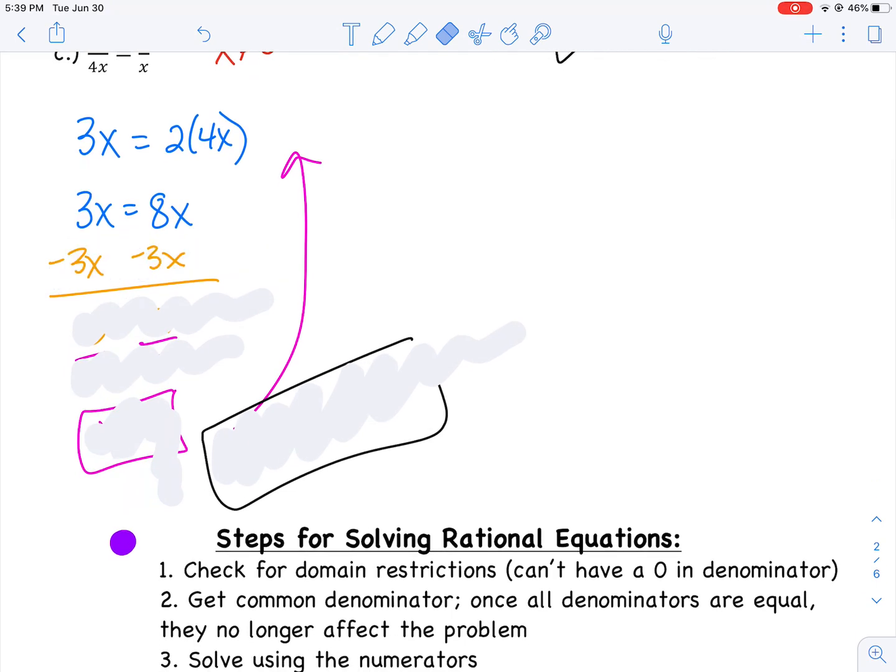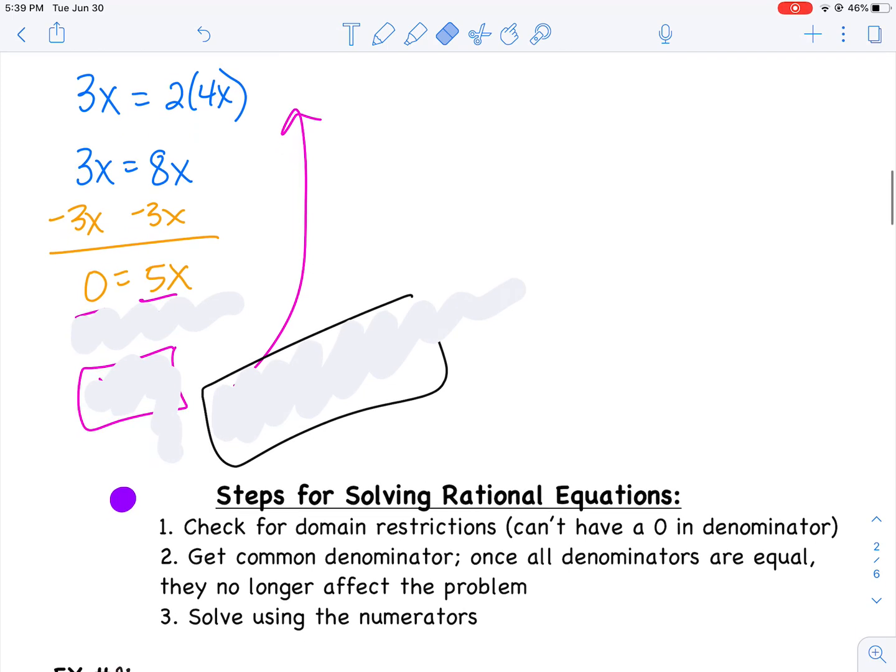I'm going to subtract 3x from both sides. When I subtract 3x from both sides, 3x minus 3x is actually a 0 on that left side. The equal to sign doesn't just go away. There's still an equal to sign and there's 0 left on that left side. So I have 0 equals 5x. I want to divide both sides by 5, and 0 divided by 5 is 0.